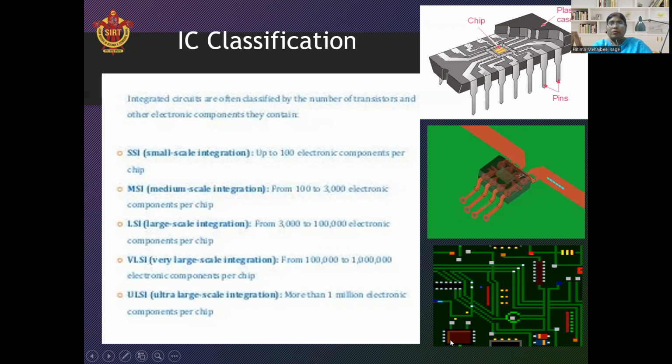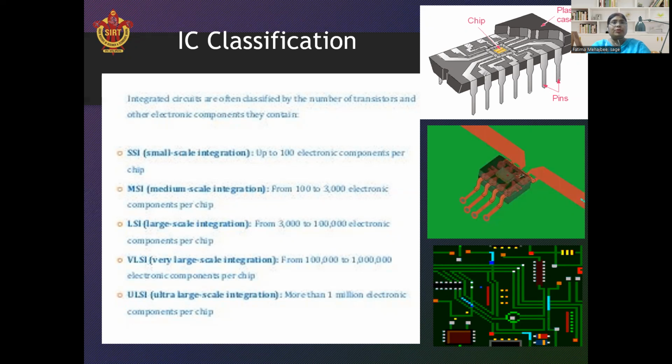These ICs can also be used in a printed circuit board as shown in this diagram. This is the IC, this is also an IC. Green lines are showing the connecting lines. These connecting lines are connected to the different pins of the ICs on the printed circuit board, that is PCB. And these moving lines are showing the flow of current.